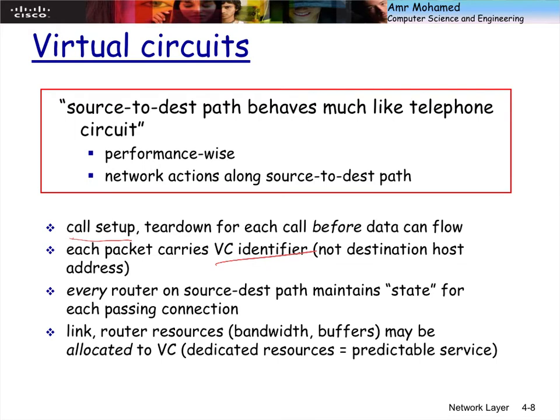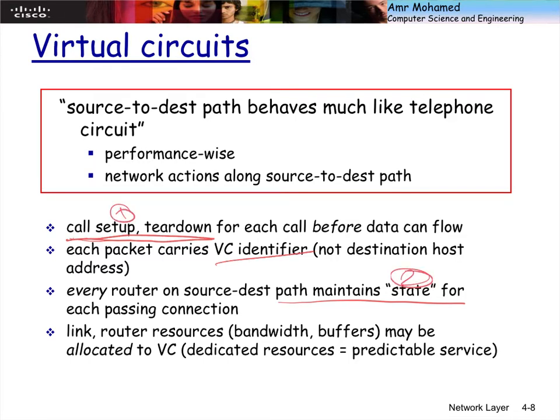And you can have 10 virtual circuits from the same router to the same router, or from the same host to the same host. You can have 10 virtual circuits established. So imagine the amount of virtual circuits that you have to maintain at the core network level. Potentially billions. Nowadays, it's impossible. It's impossible to do that nowadays. Every router on the source destination path maintains a state. This is very important.